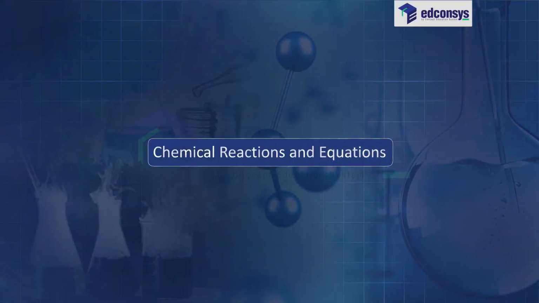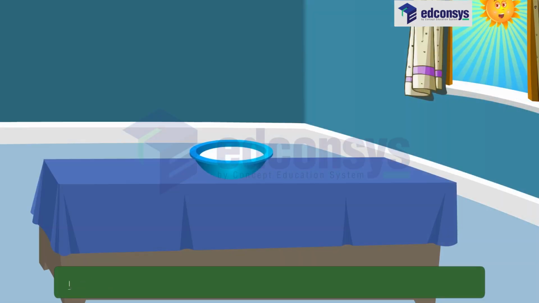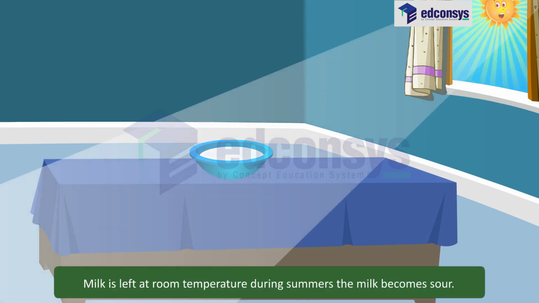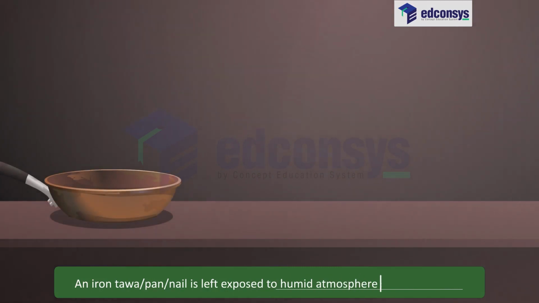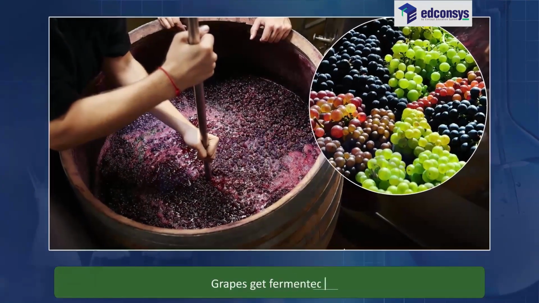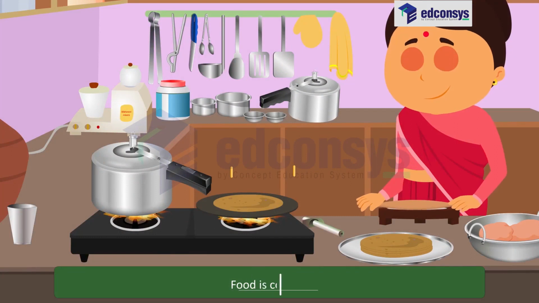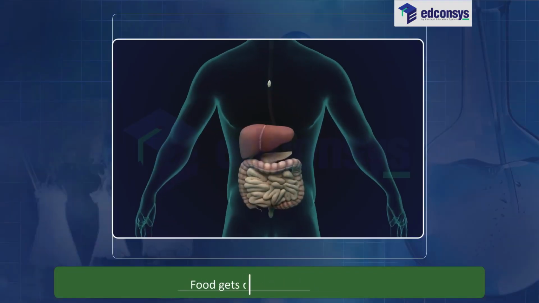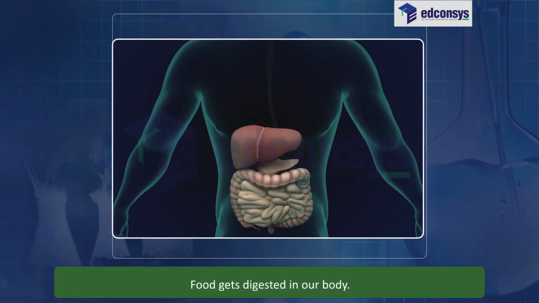Chemical reactions and equations. Milk is left at room temperature during summers, the milk becomes sour. An iron tawa or pan or nail is left exposed to humid atmosphere, so it looks rusty. Grapes get fermented. Food is cooked. Food gets digested in our body.